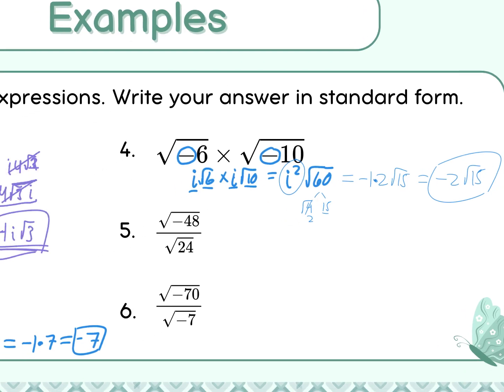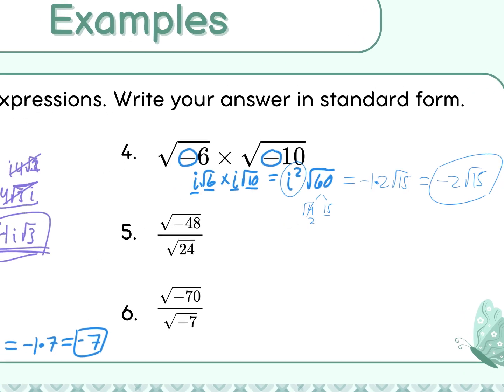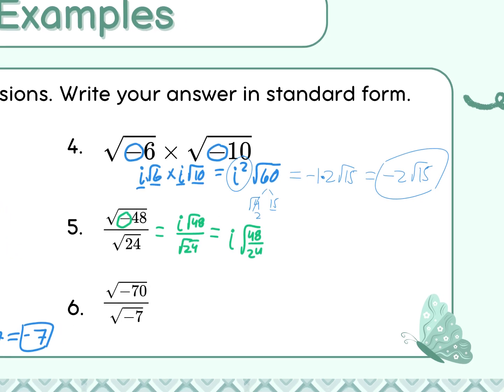All right, if we can do it with multiplication, we can do it with division. So this next one, I can take out the negative from this negative 48 and turn that into an i. So this becomes i square root of 48 over square root of 24. There's nothing I have to do to that one. That one looks like a normal radical. And if I can multiply underneath the radical, then I can divide underneath the radical. So this is the same as i square root of 48 over 24, right? And then 24 goes into 48 2 times. So this is the same as i square root of 2.